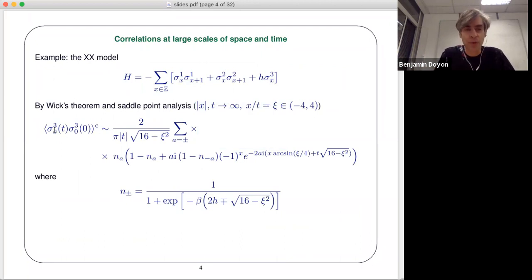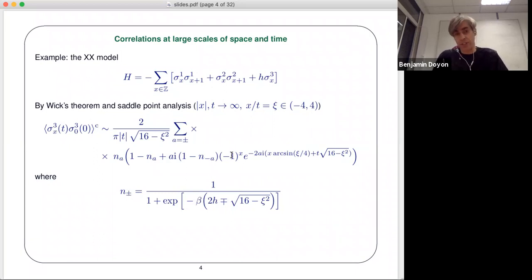I start with a very trivial one, sigma 3 in the XX model. The XX model can be diagonalized by a Jordan-Wigner transformation. It becomes a free fermion, and sigma 3 is just a 4-point function of free fermions. So this is just a Wick theorem calculation, and you can get an exact formula and do a saddle point analysis essentially to get the large space-time asymptotics. I'm looking at this ballistic regime, this hyperbolic scaling. You get 1/t times some formula that depends on the state in which you are. Here, the state is just thermal, so there's a temperature.